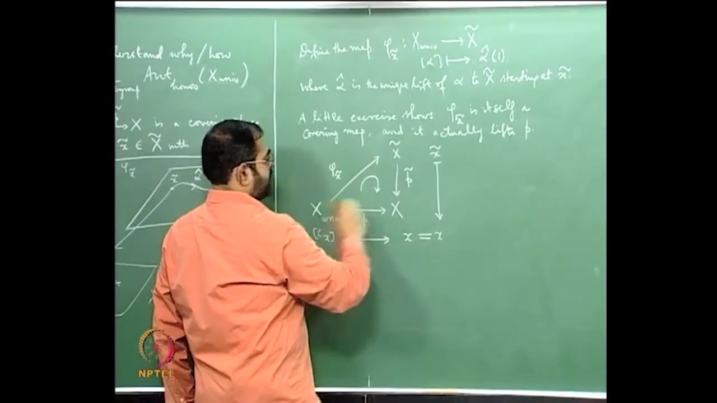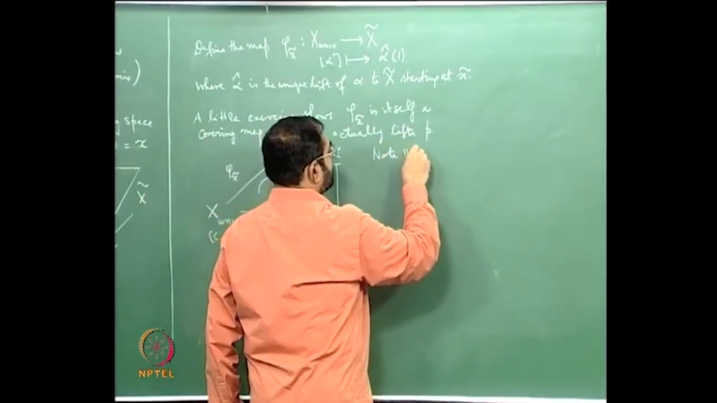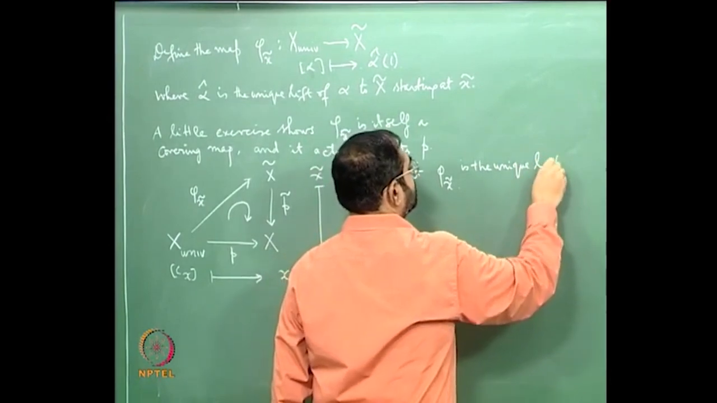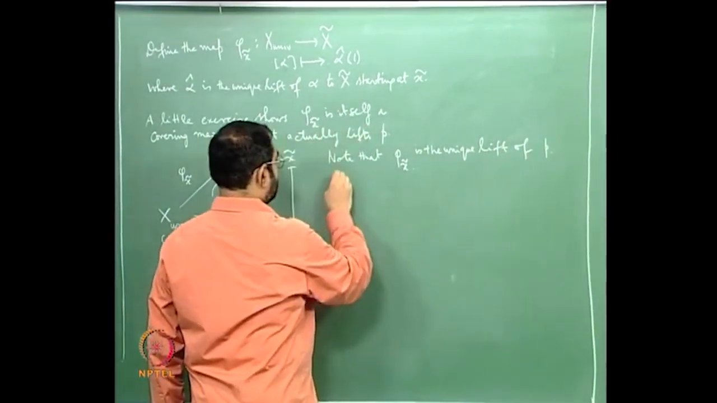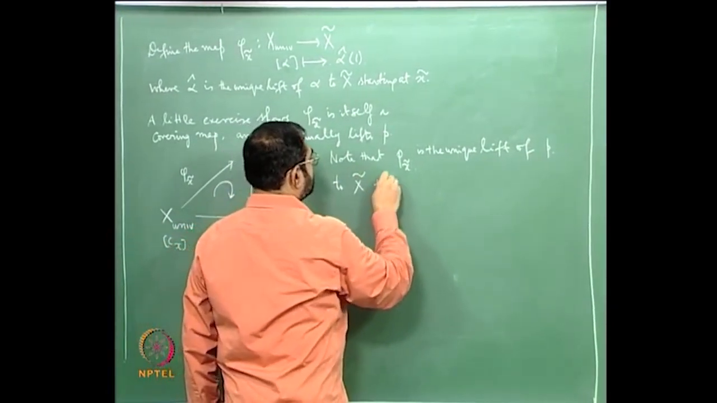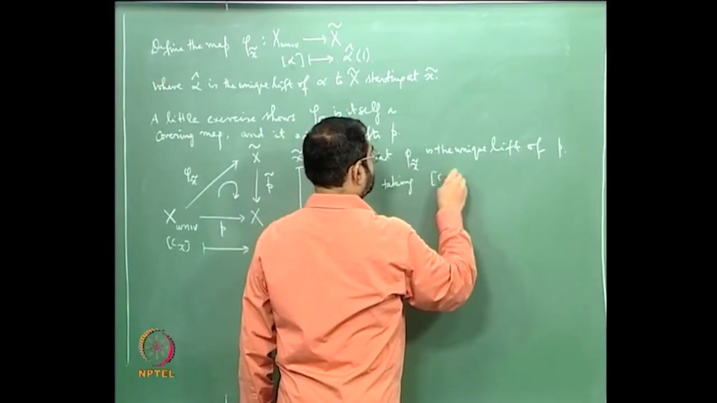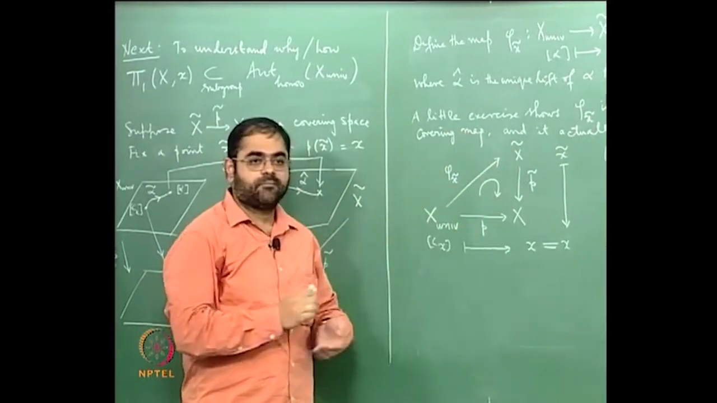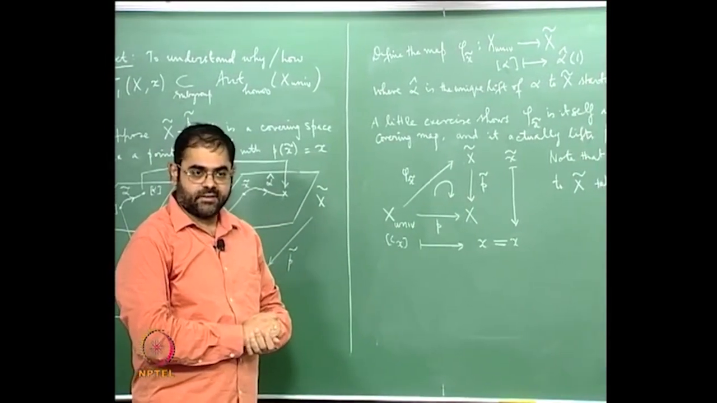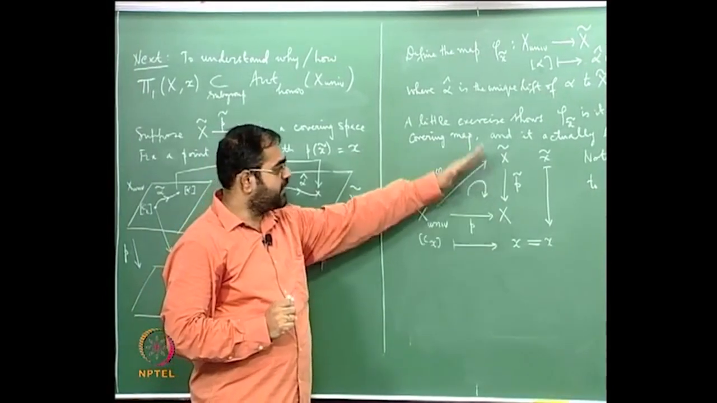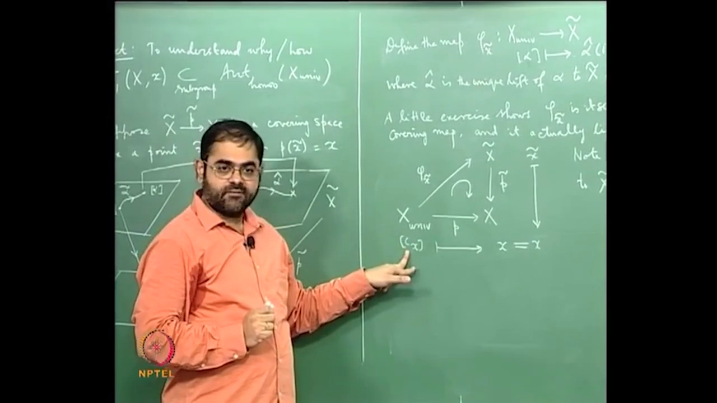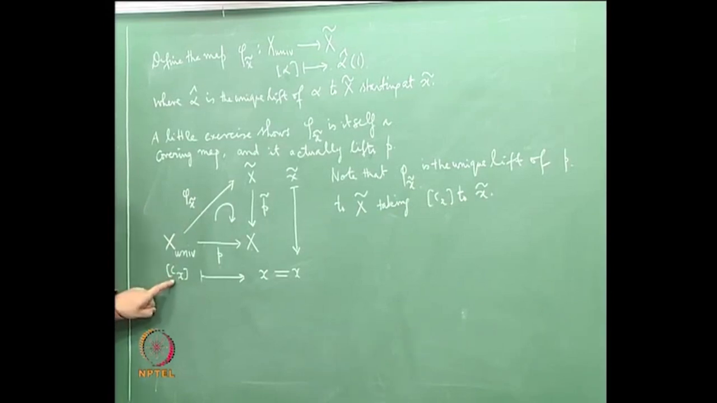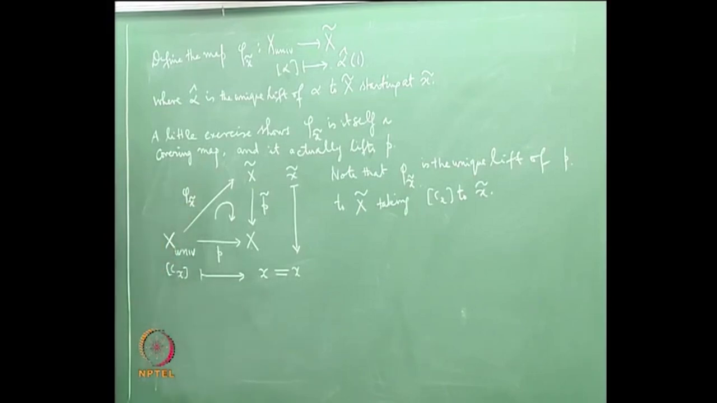So let me write that also. Note that phi x tilde is the unique lift of p to x tilde taking cx to x tilde, okay. Because a covering map, the local homeomorphism, has this uniqueness of lifting property. So if you have any two liftings that agree at a point, then they will agree everywhere. So this lifting is completely controlled by the fact that this point cx goes to x tilde. So it is completely determined by this x tilde, okay.